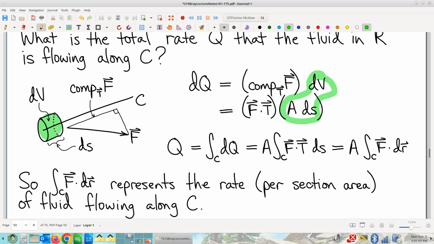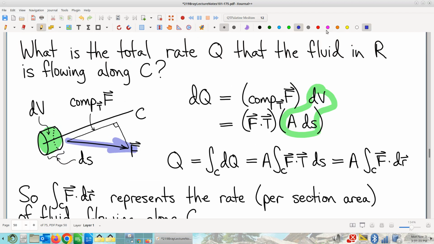Area times thickness. That's how much fluid there is. We've got a flow, of course. That little piece of fluid maybe is going like so. That's not what we're interested in. We're interested in the component that suggests how much it's flowing along the curve. I only want to know about the extent to which that flow is along the curve. I want to ignore the extent to which it's flowing perpendicular to the curve. I don't care about that. I'm just interested in the extent to which it's flowing along the curve.